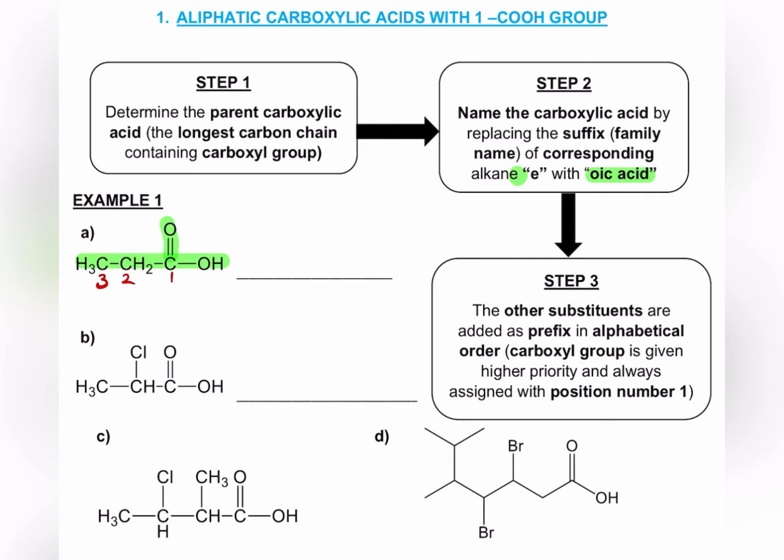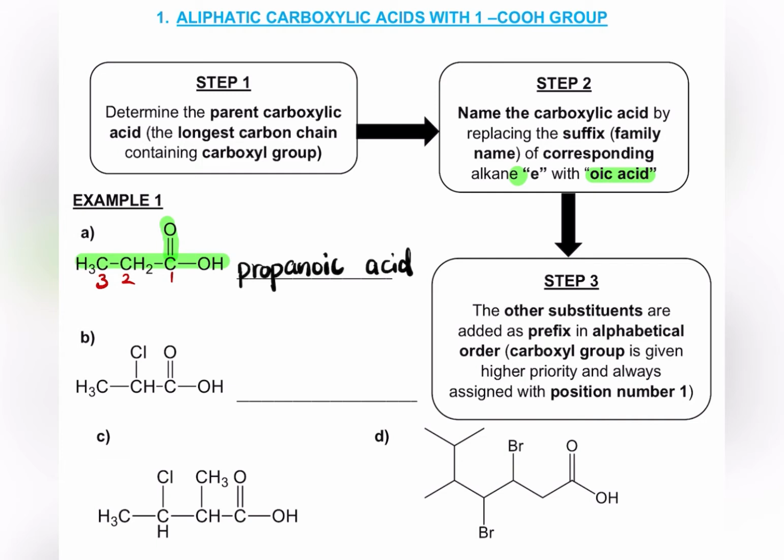And as you see here, there is no substituents attached to it. So when you have alkane with 3 carbon atoms, you call it as propane. But right now you have to change E at the end of the propane with oic acid. So the name for this structure will be propanoic acid. Let's go to structure B.